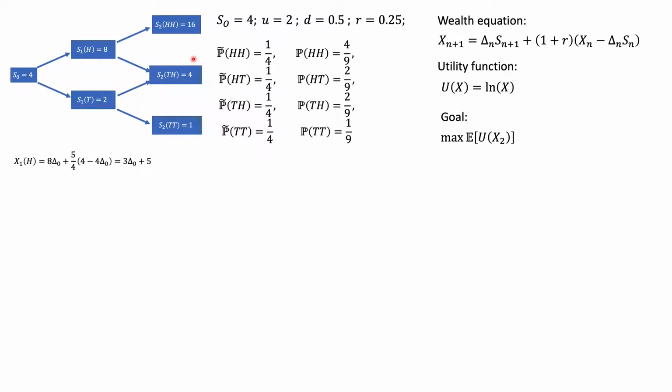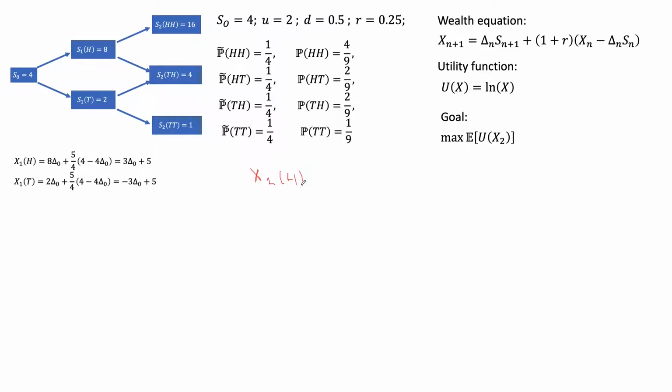So okay, let's do this. What would be our wealth at time 1 if our wealth follows this wealth equation? At time 1, if we get head, our wealth will be equal to this amount, and if we get tail, our wealth will be this. And if you want to know, I can show you where these numbers are coming from. Actually, it's not that complicated. So for x1 of h, we just apply this formula.